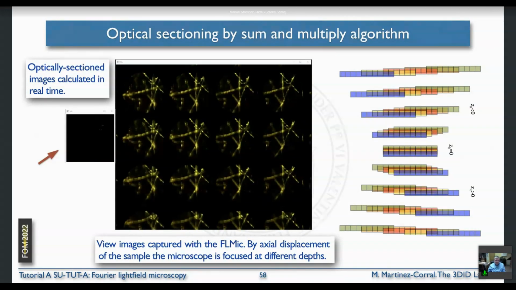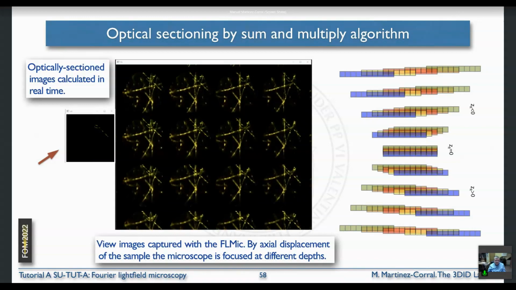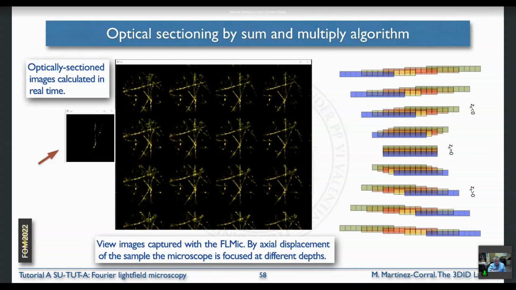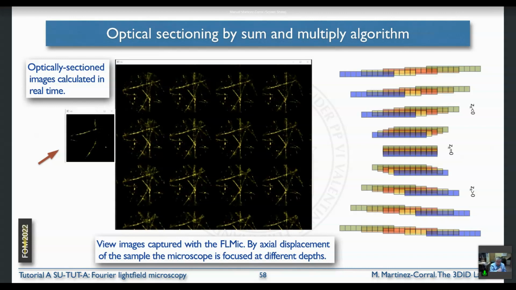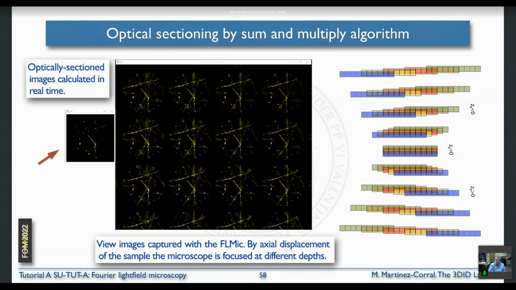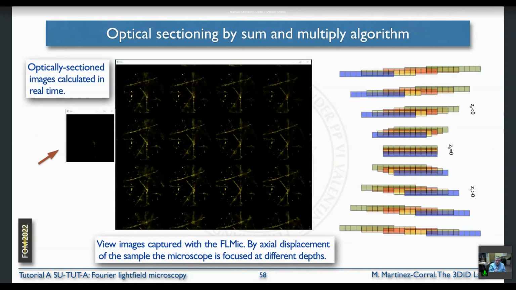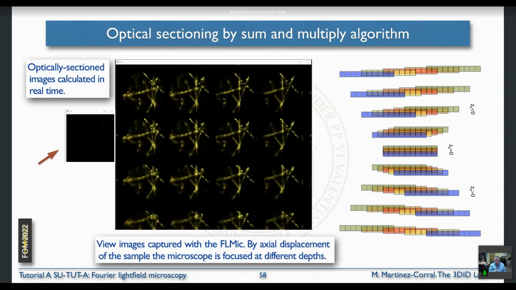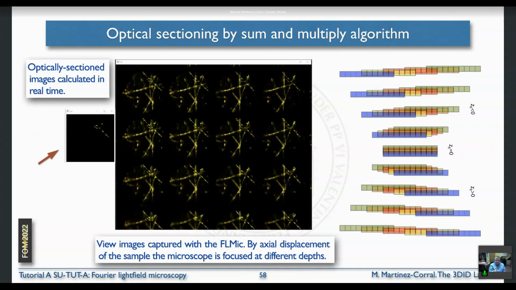So this is a movie obtained in real time. We were moving the position of the object in real time. For any step of the movement, a different part of the object was in the reference object plane.